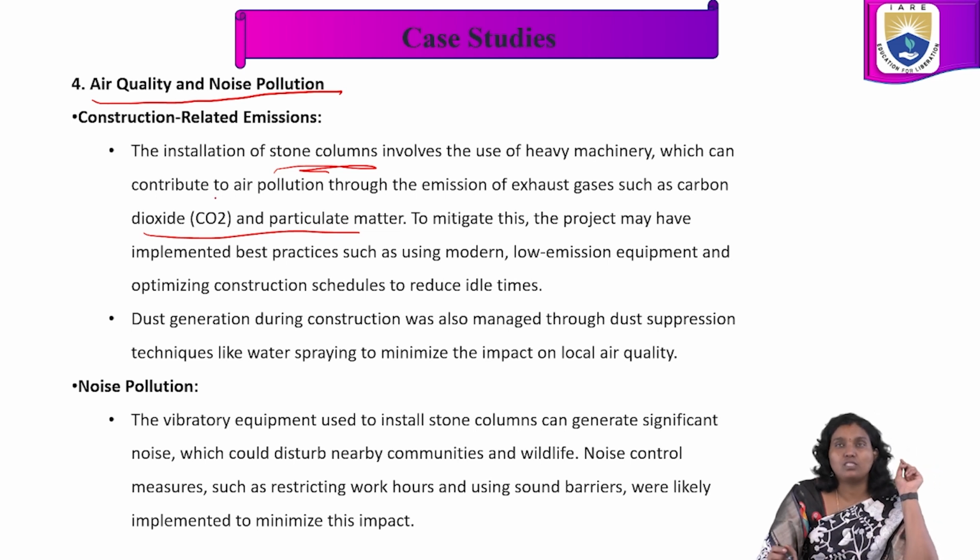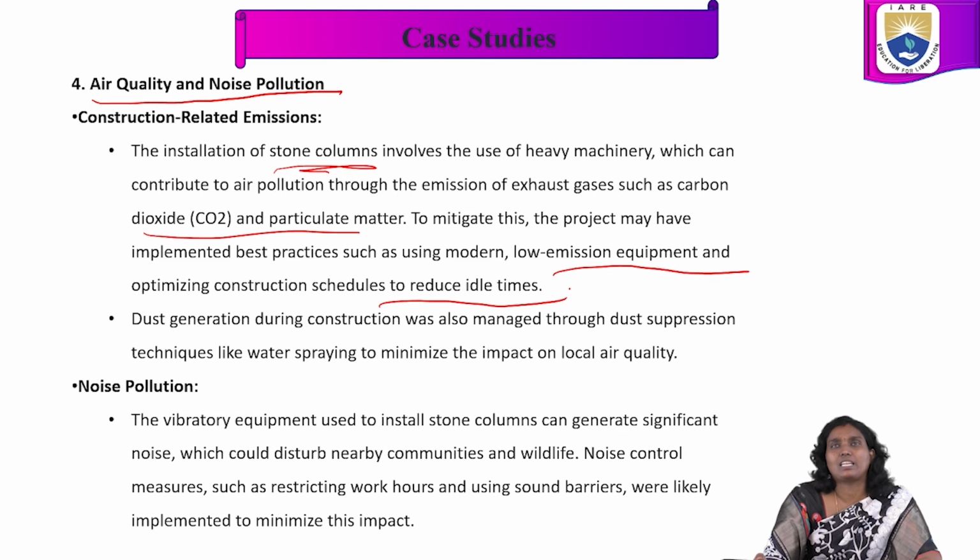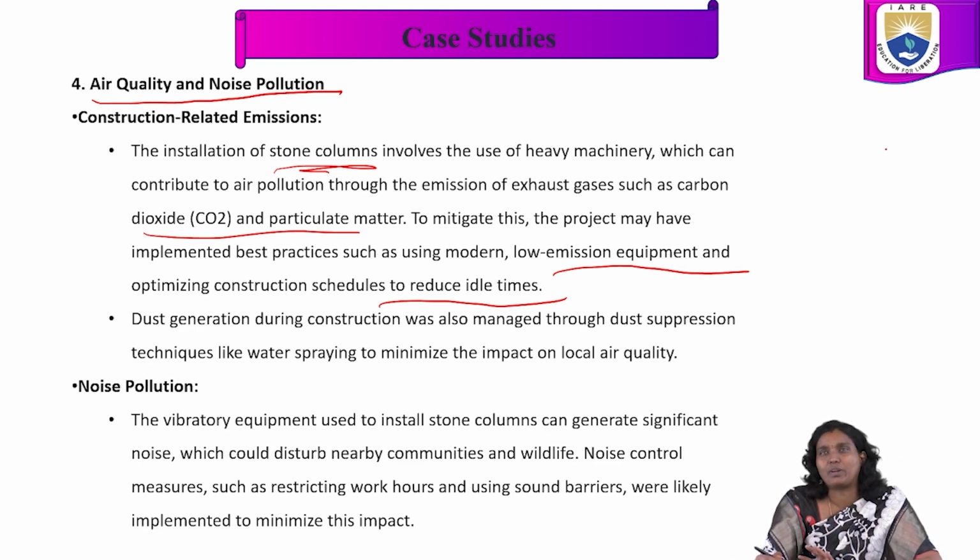To mitigate this, the project may have implemented best practices such as modern low-emission equipment and optimizing construction schedules to reduce these times. Dust generation during the construction work was also managed through dust suppression techniques like water spraying to minimize the impact on local air quality. For this we have to take measures, otherwise it is going to impact the environment.